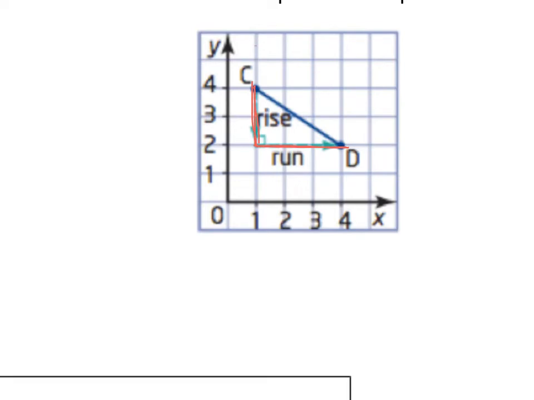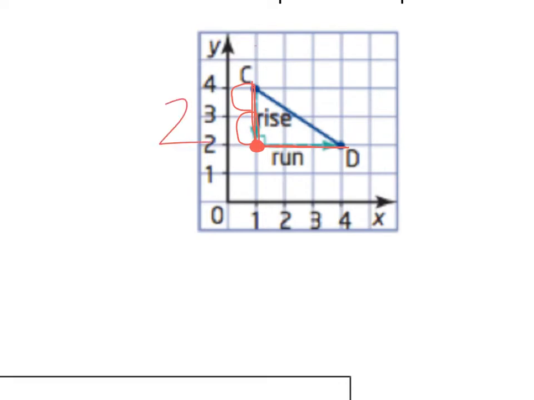Okay, so it doesn't matter if you start from the top corner where point C is, or if you start on the bottom corner, which is where I'm going to start. I'm putting a big dot there for you to see. So I'm going to start from that bottom corner, and I'm going to count how many units my rise is. So from end to end, I have 1, 2 units. So my rise is 2.